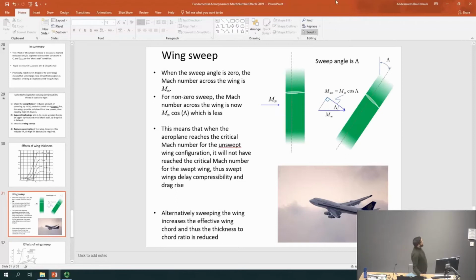Now, if we sweep the wing by creating sweep angle lambda, capital lambda.